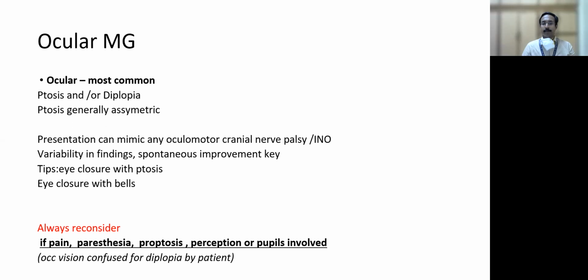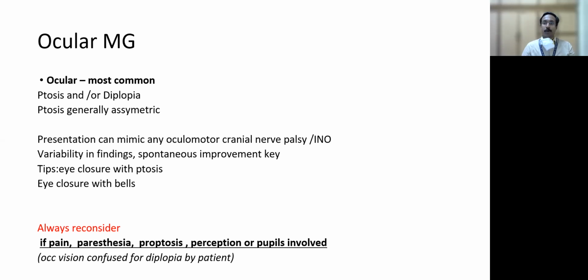The only important finding is that in INO, convergence is generally intact, whereas it will be impaired even in a neuromuscular junction disorder. So that's why we call it pseudo INO. It's a small tip, might be more useful to the neurology people. Then other important things: what I'd like to stress is the variability in the findings, the spontaneous improvement.